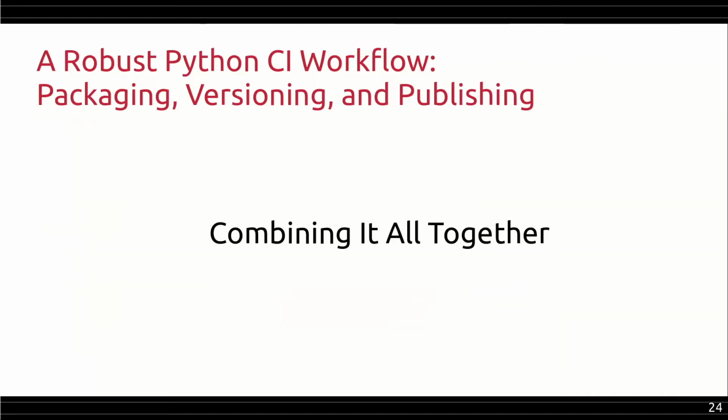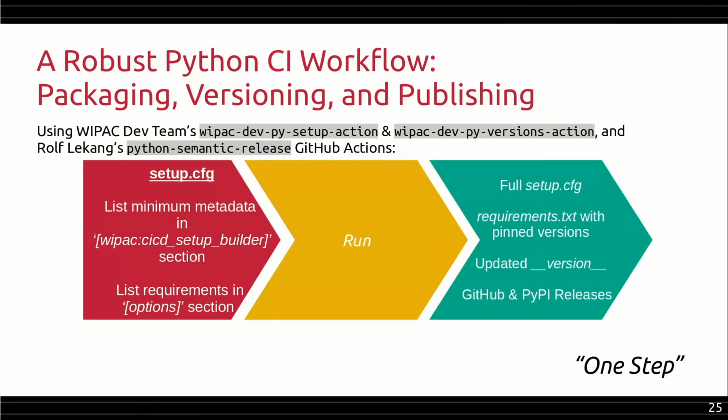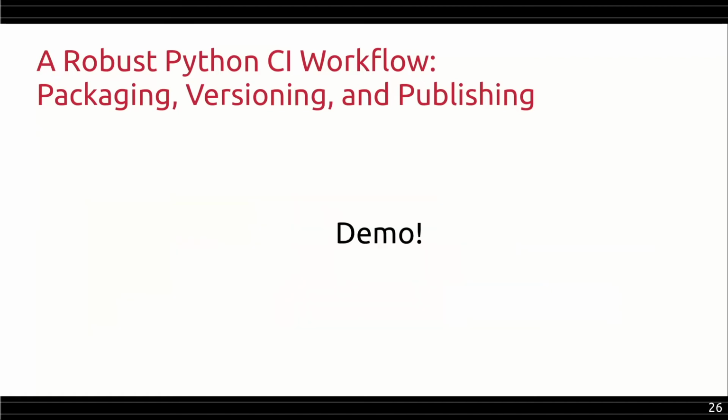So now we can combine this all together into one robust Python CI workflow for packaging, versioning, and publishing. Using the GitHub actions I've talked about and the metadata in our setup config file, we can get a fully generated setup config file, a requirements.txt with pinned versions that will act as an audit log, an updated version string, along with GitHub and PyPI releases. And we can do this all in one step. And here's a demo to show you what I'm talking about.